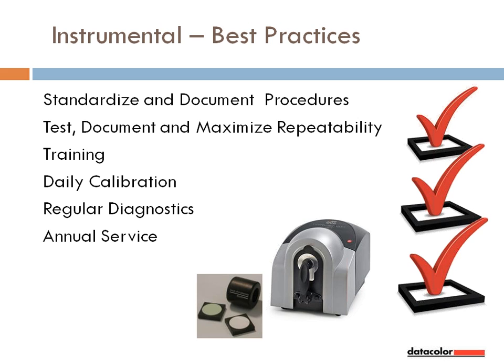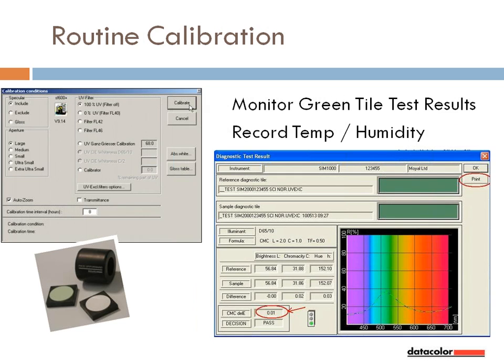Datacolor recommends routine calibration and a simple drift test. The green tile test that we include is done with the calibration every 8 hours. Train operators to check tiles and traps for cleanliness. Log the green tile results along with ambient temperature and relative humidity for maximum traceability as insurance against possible questions in the future.